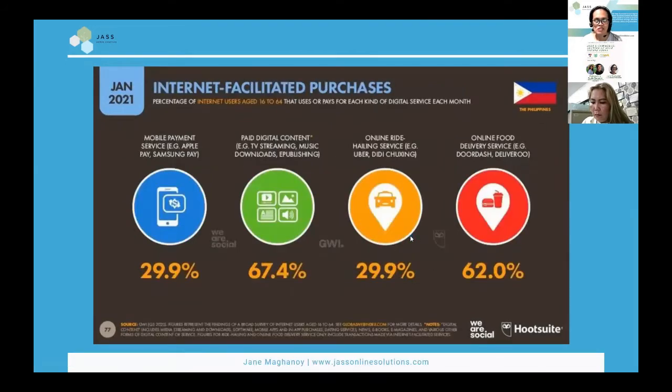Now, this one naman, there is what we call internet facilitated purchases. So this one, ano ba yung ginagamit na pang-pay for, okay? So let's say for example, sa mobile payments. Again, we're making use of the mobile payments. There is around 29.9%. While for the paid digital content, okay, we have around 67.4%. And then 29.9% goes to the online rides, sa mga hailing service, and 62% falls on the online food delivery service. Okay, so yun yung kind of transaction when it comes to purchase.